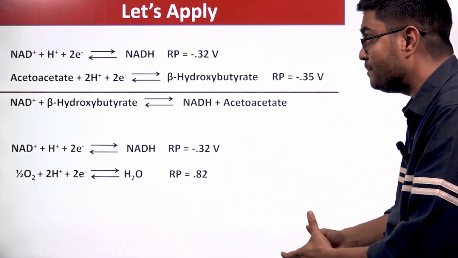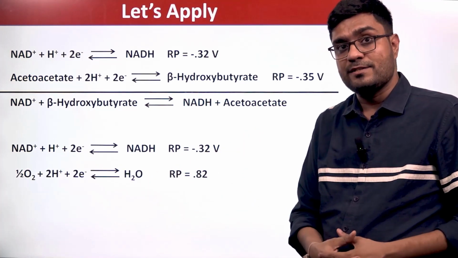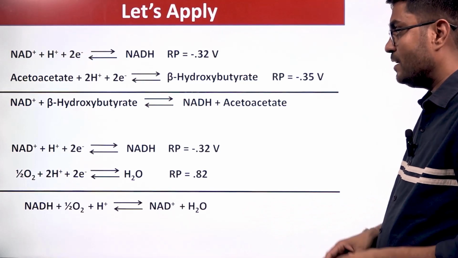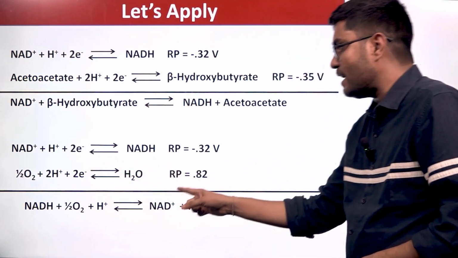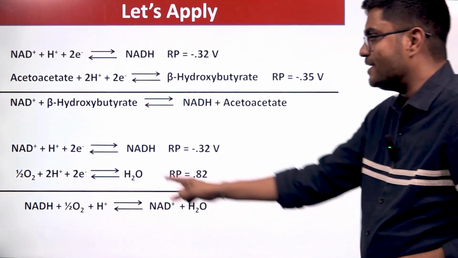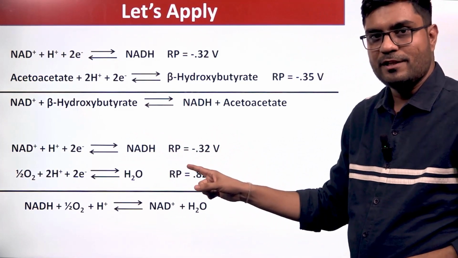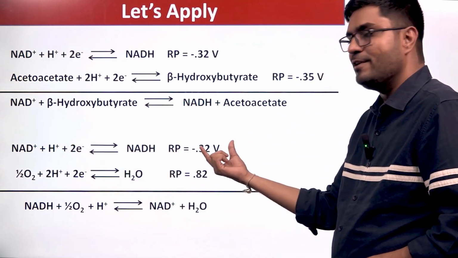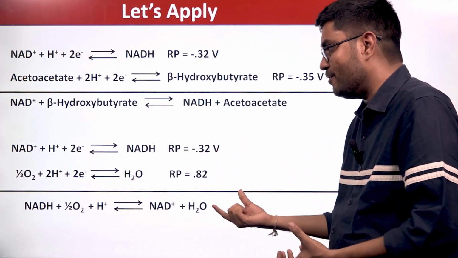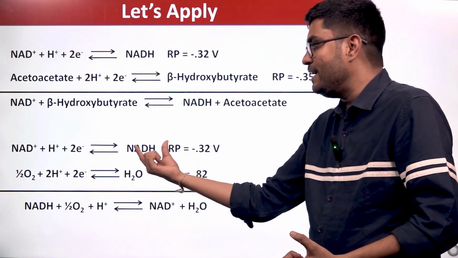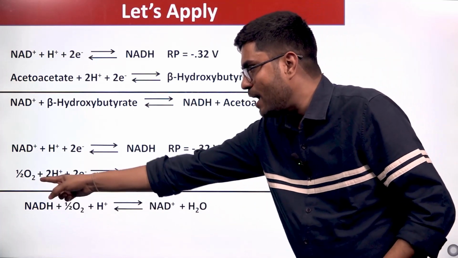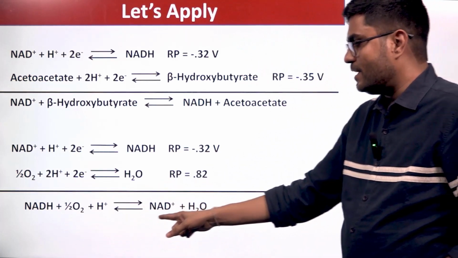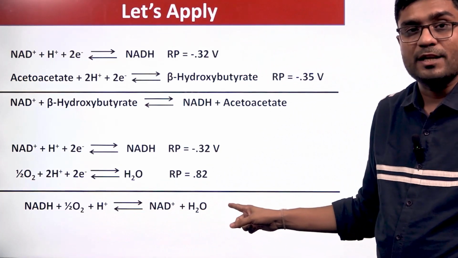So now what will happen? When I combine these two reactions, this will be the final outcome. Now this process has higher reduction potential and this process has lower reduction potential. So electrons will not be gained by NAD plus, because it has lower reduction potential in the same microenvironment. Instead of that, NADH will give its electron to half O2. NADH will convert into NAD plus and half O2 will convert into H2O.